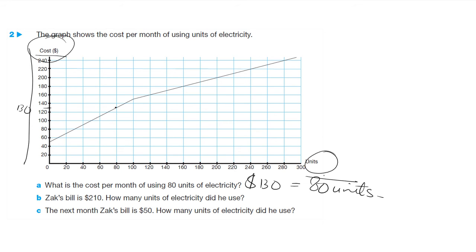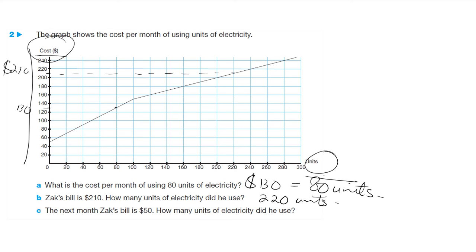Next, the bill is $210. How many units of electricity did he use? Now we have to look along our y-axis. This is our $210 and we have to match it exactly along the x-axis, and that's 220. So we can say that it's 220 units if their bill is $210.